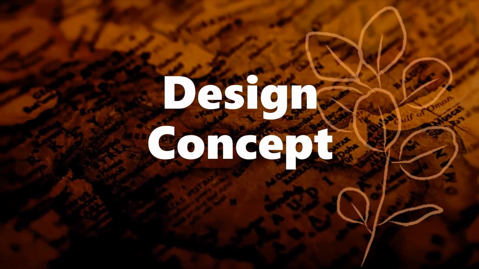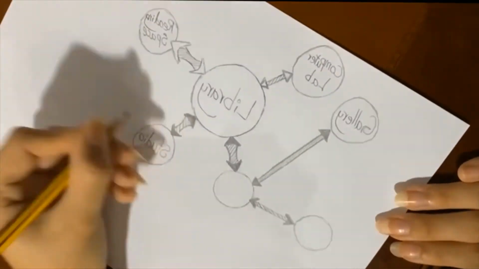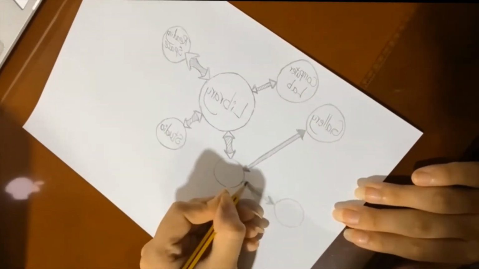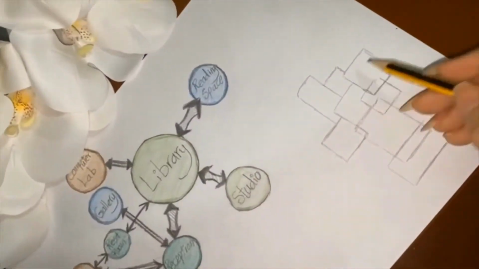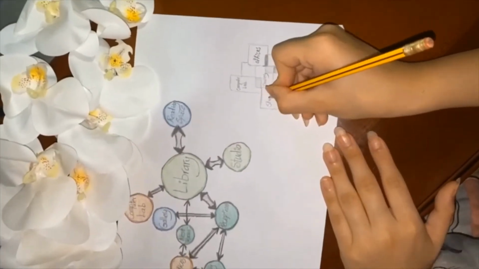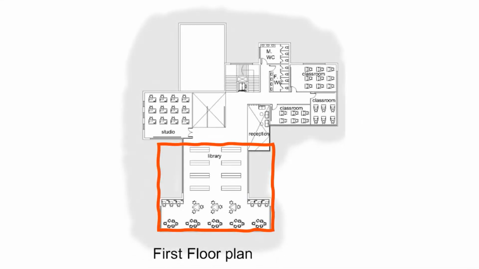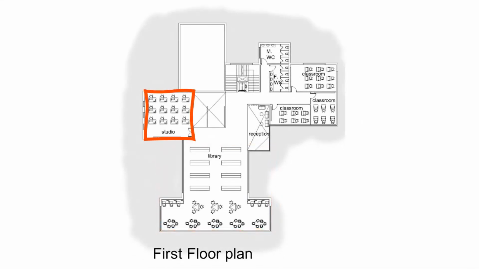Design concept. The building was designed through understanding of all activities and the study of functionality and relationships between all internal components. The building consists of 2 floors and roof. Ground floor has reception, library, studio, gallery, computer lab, and offices. First floor has library, studio, and classrooms.